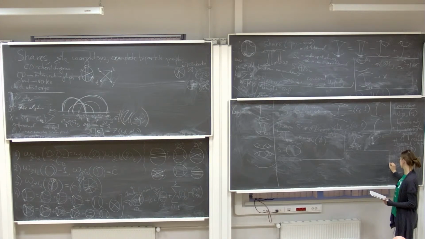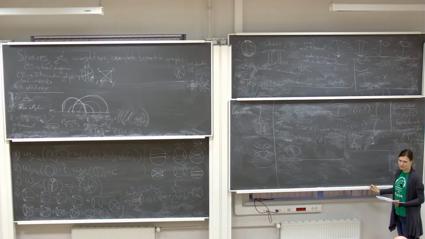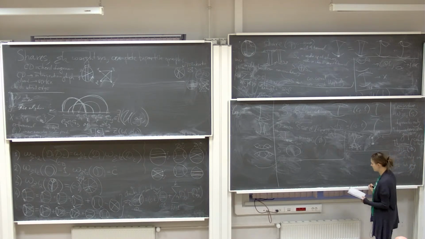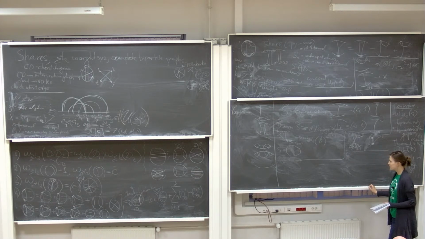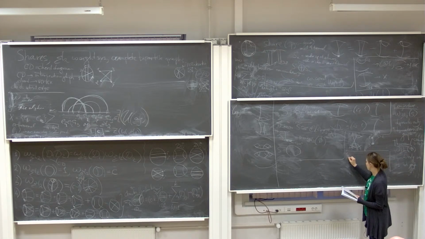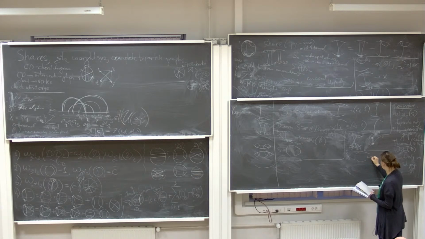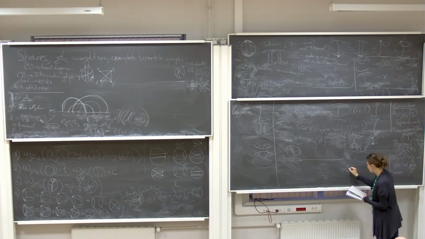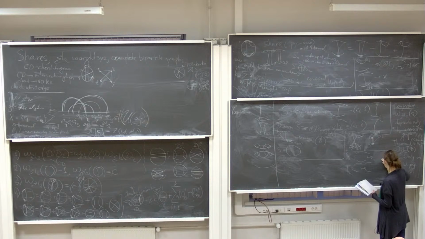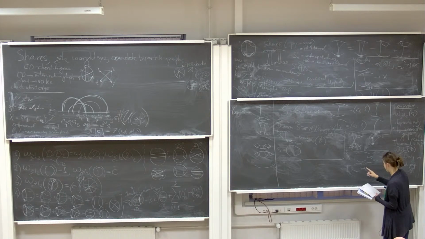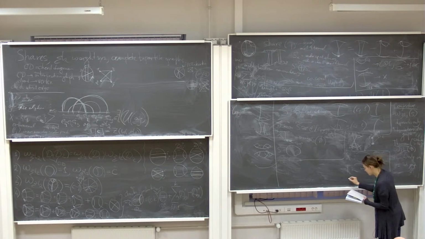Now, what about chord diagrams with bipartite intersection graphs, with complete bipartite intersection graphs? I will introduce operators. Great. Only you should explain what this means. Yes, I think I will write something with another color.